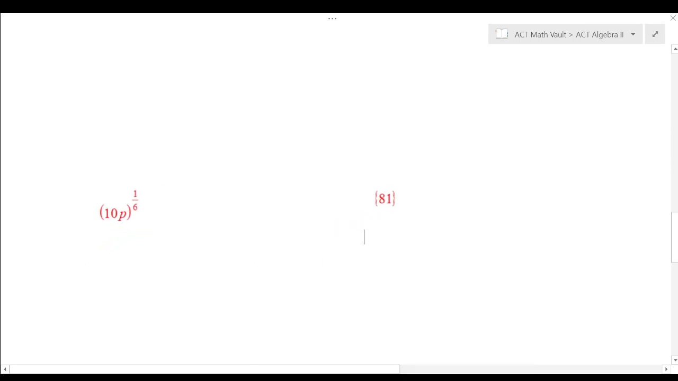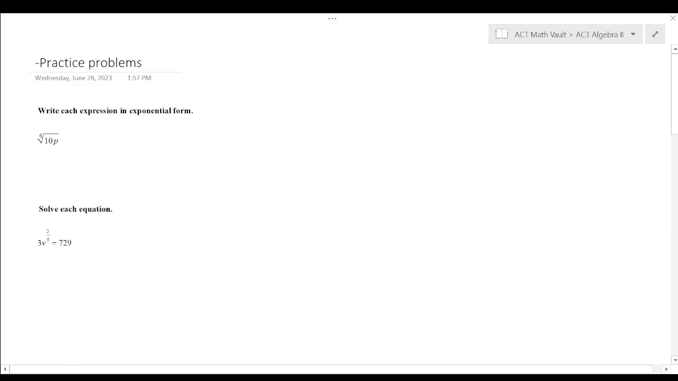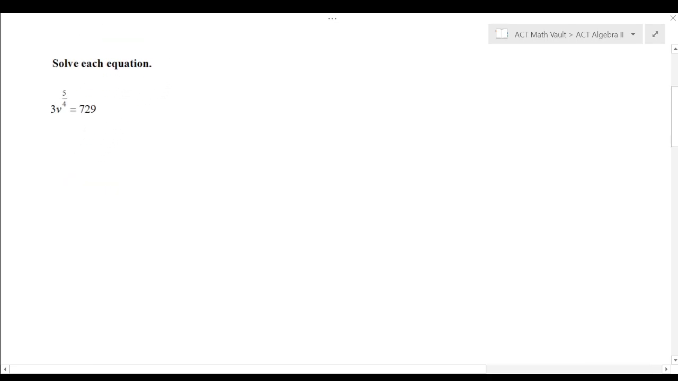Okay, so in the first one, you would just take the 10p and raise it to the 1/6, and then 81 is what you would get for p, or v in this case, v for that second question.